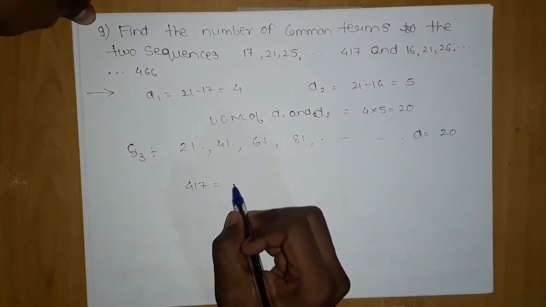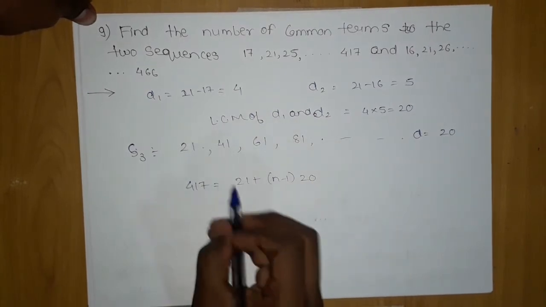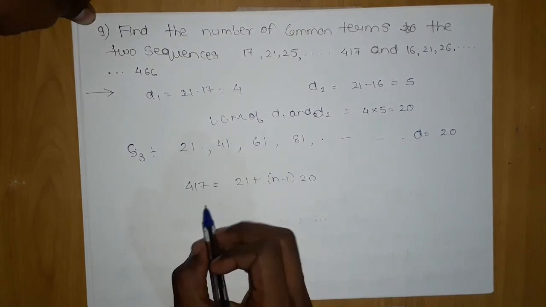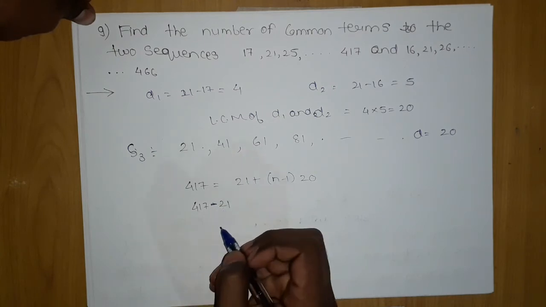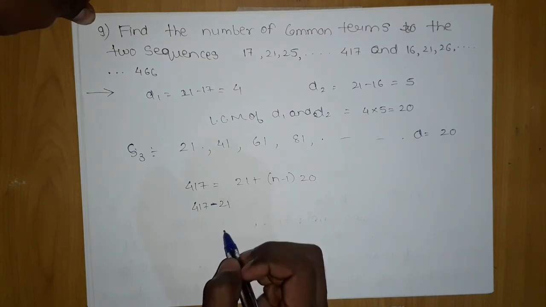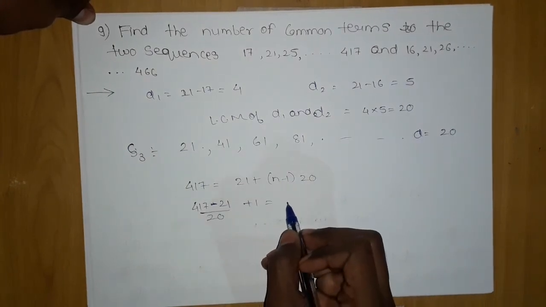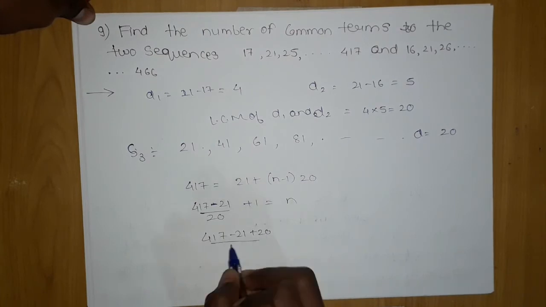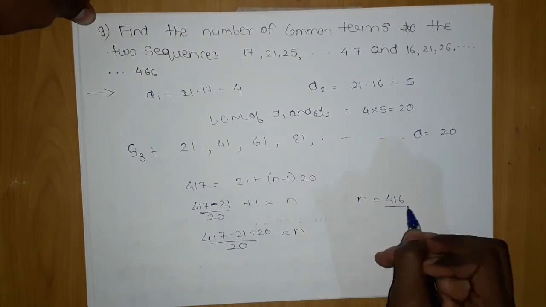Then what do I get? A is what? 21 plus n minus 1 into 20. So if I divide it and add, 417 plus 2 minus 21. Then 417 minus 21 upon 20, plus 1, will be n. So 417 minus 21 plus 20 upon 20 should be equal to n. So n is equal to 416 upon 20.